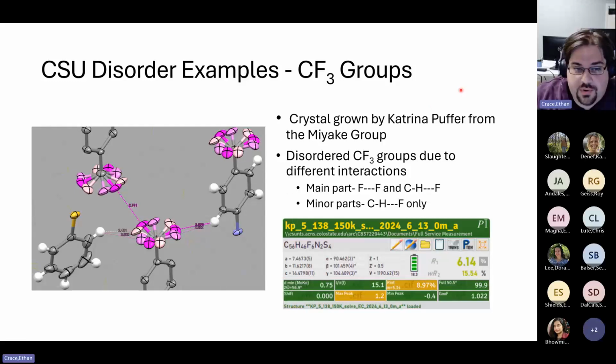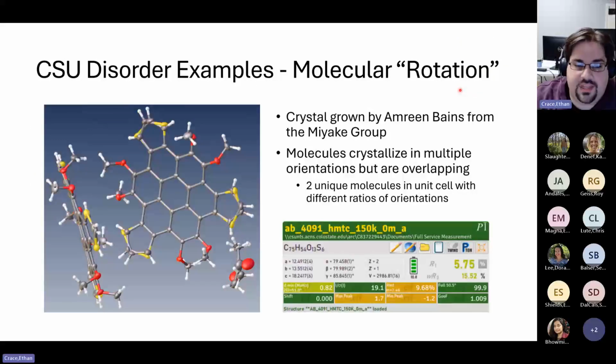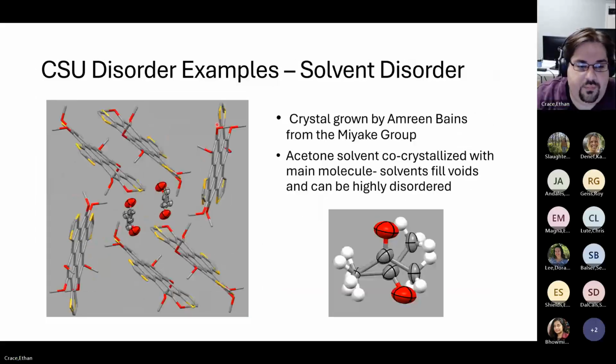So I can help you resolve those problems, even if it's disorder like this, or if you have something where, say, at one position in the crystal, a molecule can sit in multiple positions. So you end up with something like this, where you have what looks like two thiophene rings that are intersecting each other. I can help you resolve issues like that. Or if your molecule crystallizes with some solvent, they tend to be disordered and are sort of hard to wrangle. I can help you with that as well.